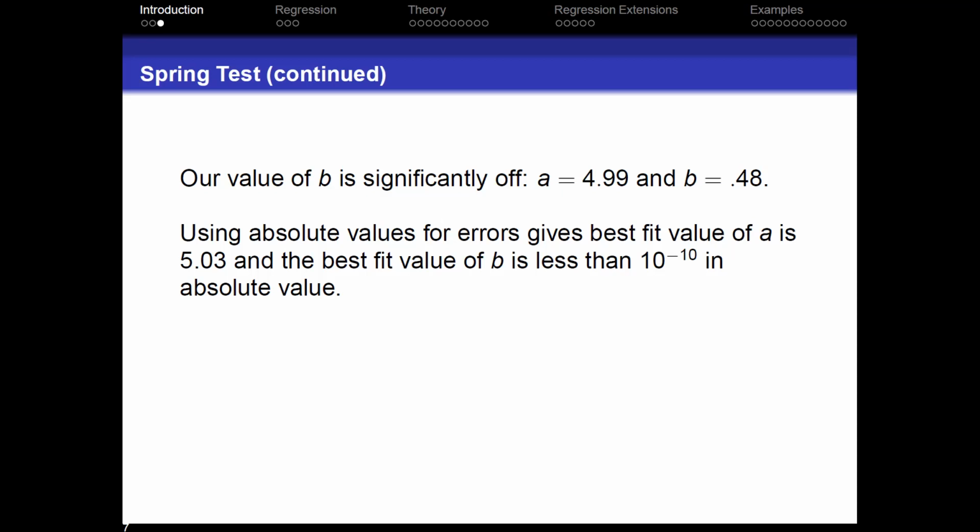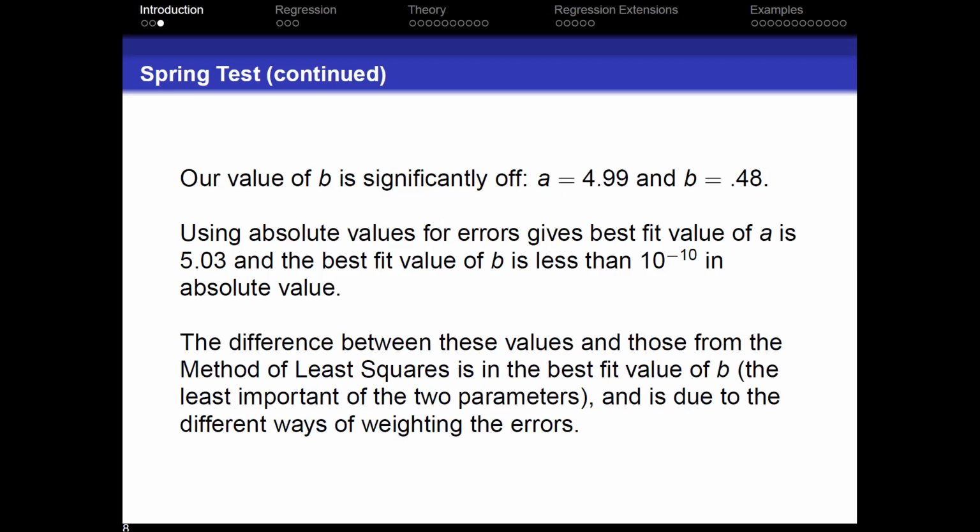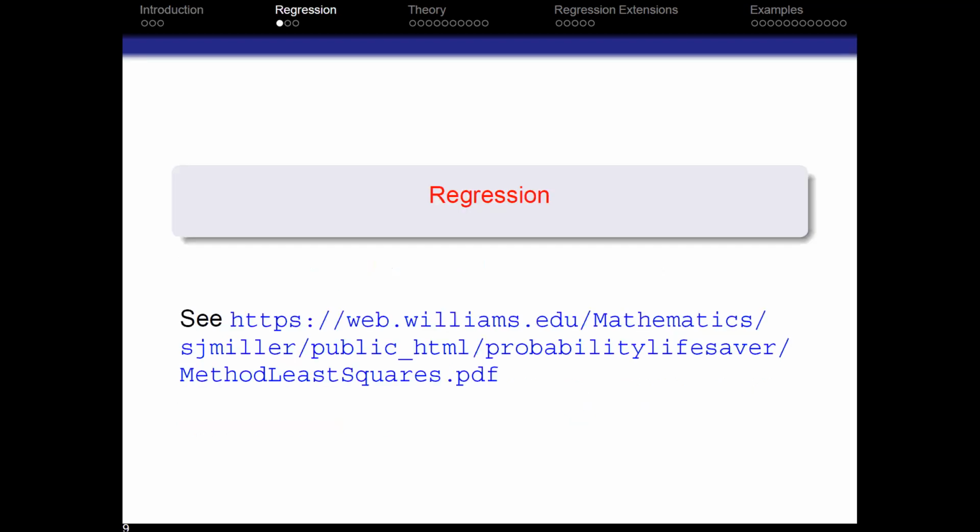Depending on how we choose to measure error, we can actually get different best fit lines. So when we talk about the best fit line, it's the best fit line given a choice of error. And so the difference is going to come from the different ways of choosing how we decide to weight the errors. So I'm going to talk a little bit about linear regression right now.